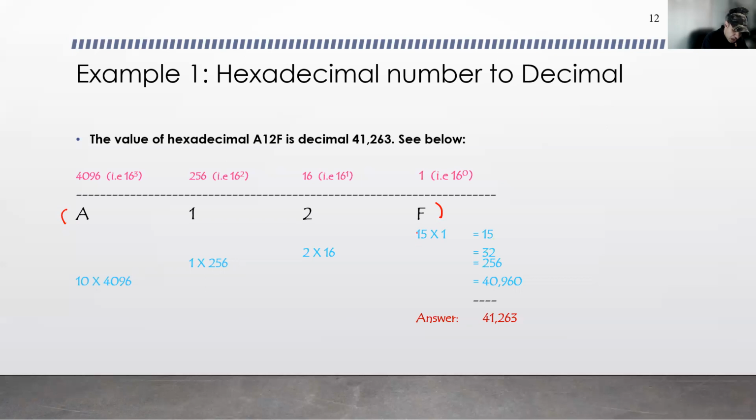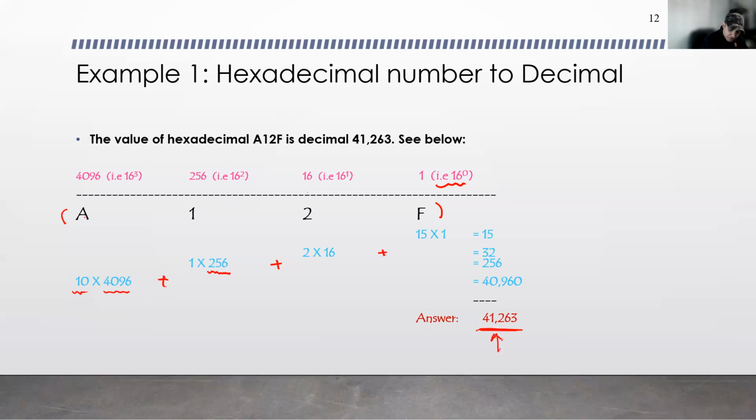What you're gonna do is the following. So you're gonna multiply F. F is 15. So you convert F to its equivalent, which is 15. So 15 multiplied by 1, which is 16 to the power of 0. Plus 2 multiplied by 16 to the power of 1. Plus 1 multiplied by 16 to the power of 2. 16 to the power of 2 is 256. Plus A, which is 10, multiplied by 16 to the power of 3, which is 4096. And this will give you 41263.